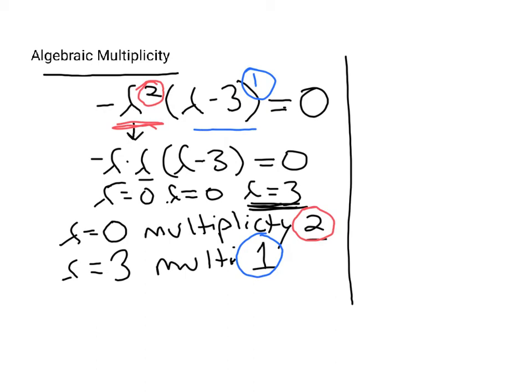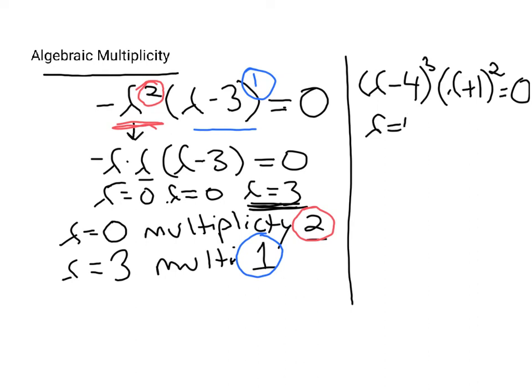Just another quick example to drive this point home. If you had a characteristic polynomial, say lambda minus 4 cubed, lambda plus 1 squared, and you set that equal to 0, the eigenvalues are lambda equals 4 and lambda equals negative 1, by setting each of those factors equal to 0.